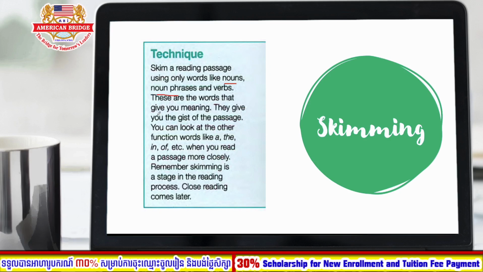So you don't need to read everything. Just look at the sentence and pay close attention to the noun and the verb, because they give you the gist of the passage. You can look at other functions like the article or prepositions when you read a passage more closely. So in the stage of scanning, you should look at all of these words, but for skimming, just pay attention to nouns and verbs only.